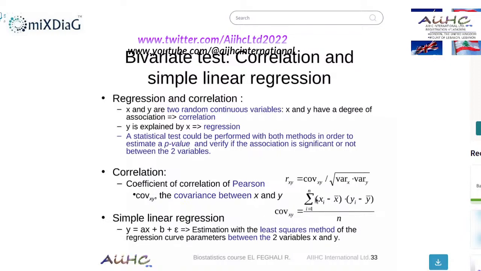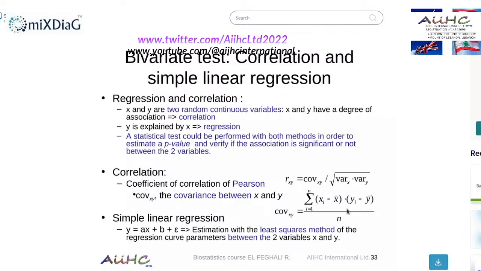It's the sum from i equal 1 to n of all the observations. This is what it means, in fact: i equal 1 to n of all the observations of x_i minus x bar, which means the first variable's observations minus the mean of this variable, times the second variable's observations, every single observation minus the mean of the second variable, all over the number of observations. That's the covariance.